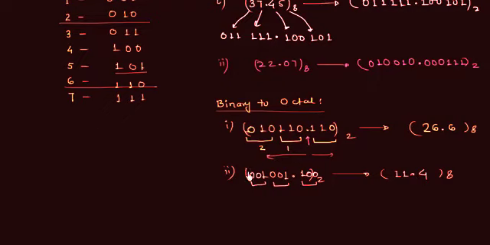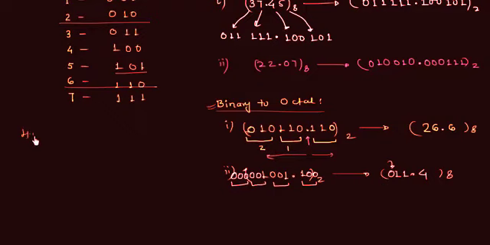I am adding zeros to have the group of 3 bits. You can also add 3 more zeros, and this will be the third group of the integer part. 000 will give us 0. This 0 will make no difference, so it is redundant to add this 0. This is all for binary to octal conversion.